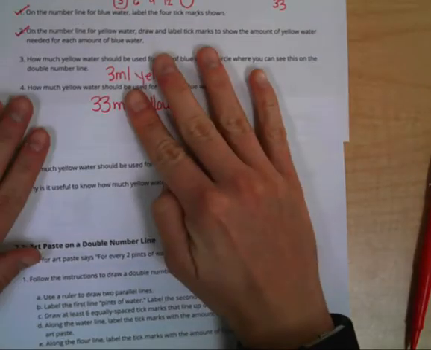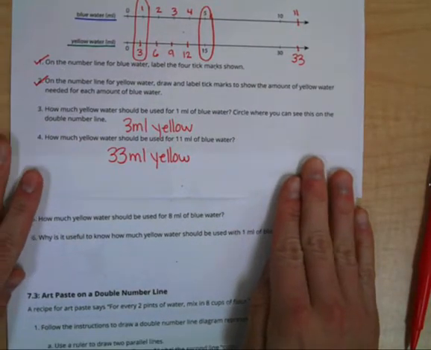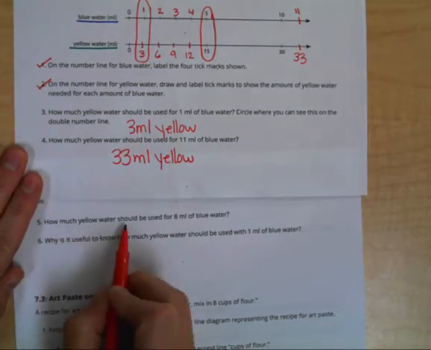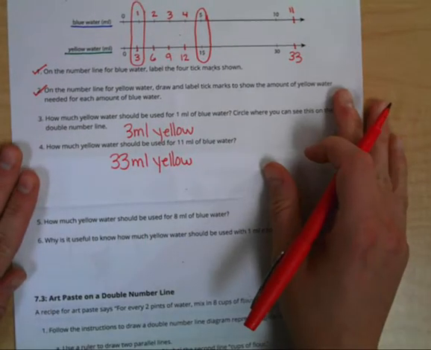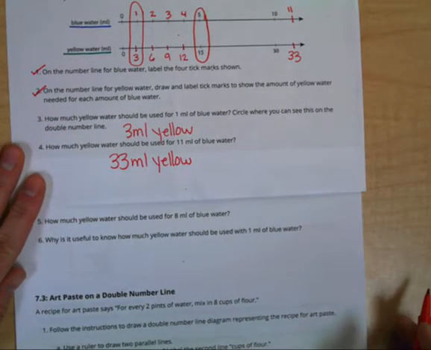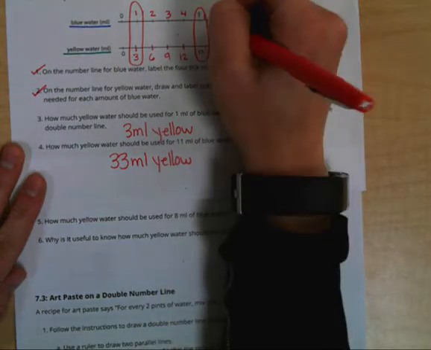I'm going to keep this here just so that we have it as a reference. Okay. It says how much yellow water should be used for 8 milliliters of blue water. So we could draw tick marks on here.